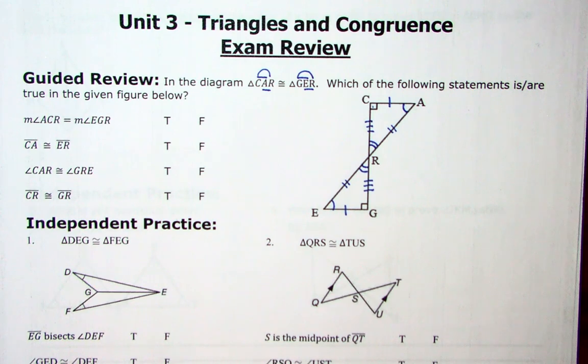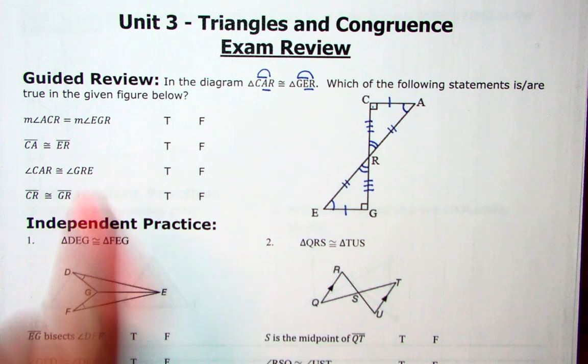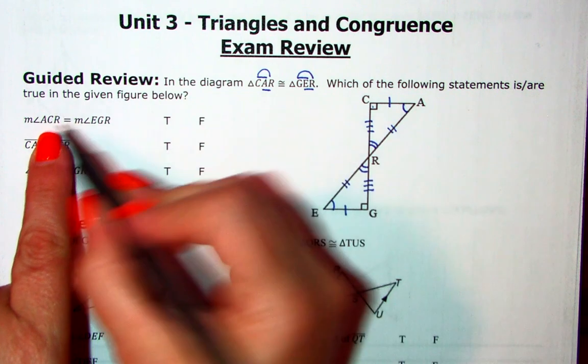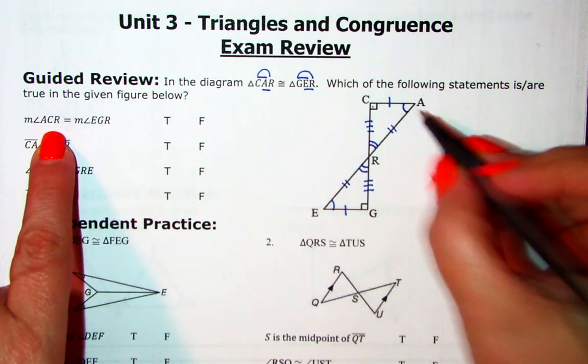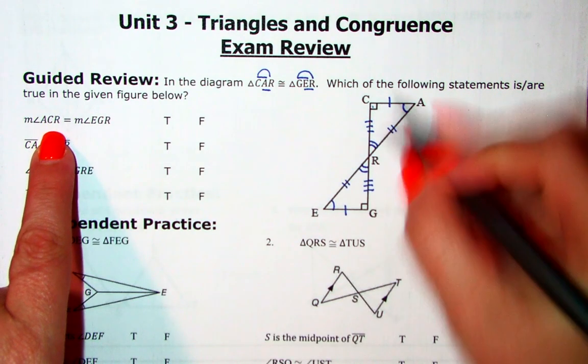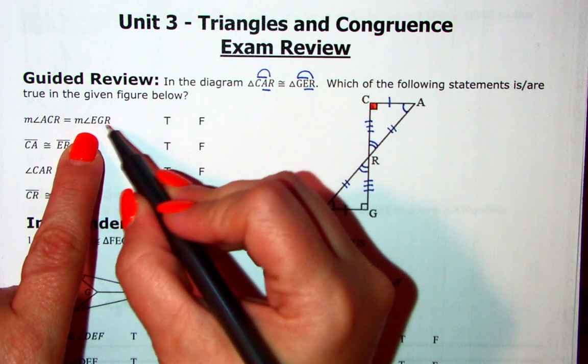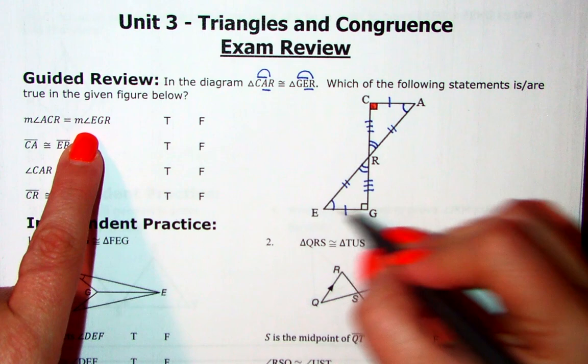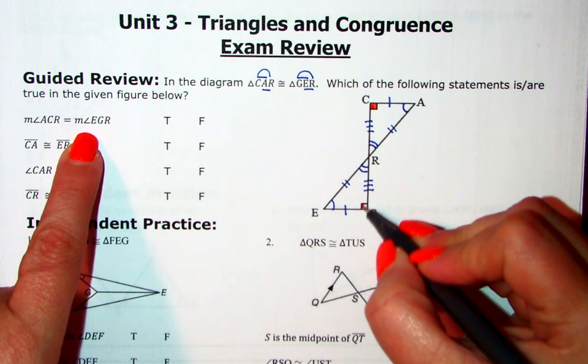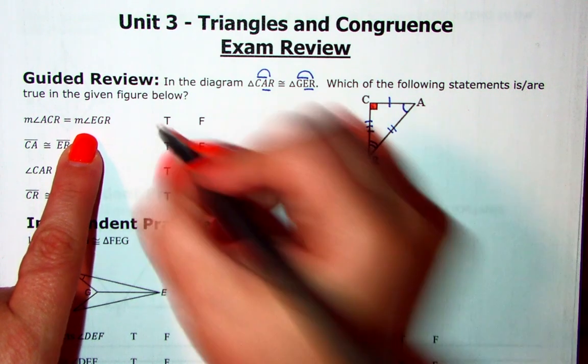So now let's see which of our statements are true or false. The first one says the measure of angle ACR is equal to the measure of angle EGR. So let's see where those angles are. ACR, that's this 90-degree angle. And the measure of angle EGR, that's this 90-degree angle. That's true.